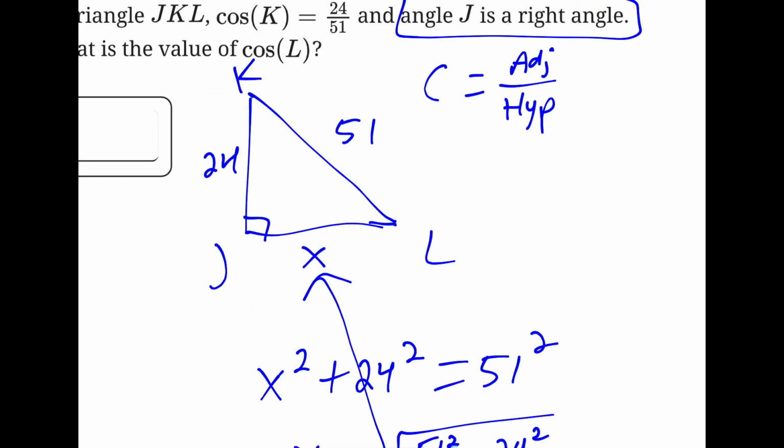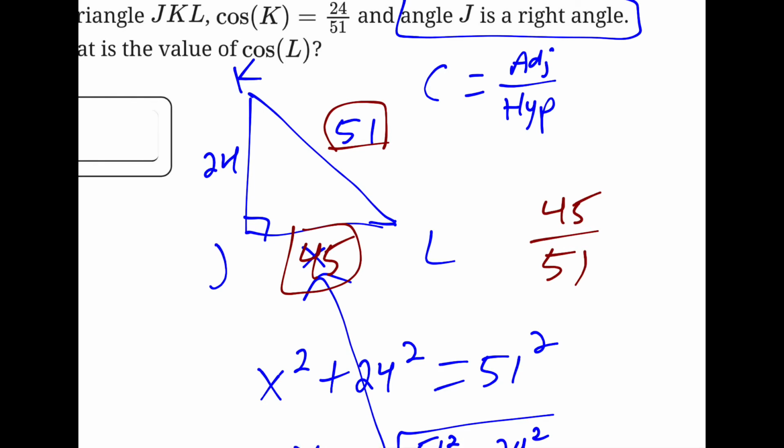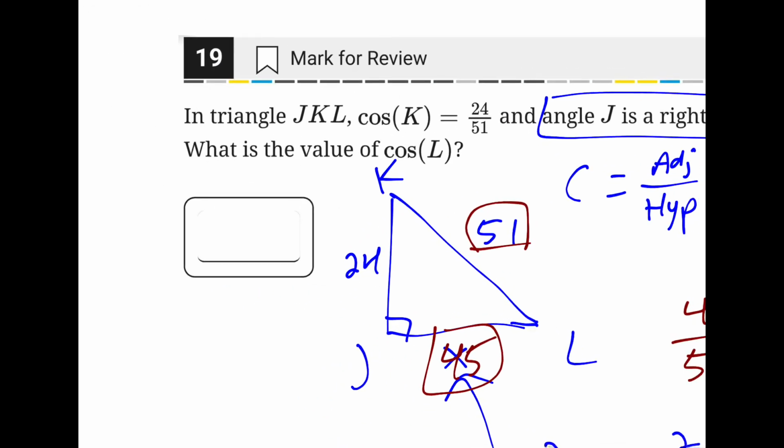And cosine of L is adjacent over hypotenuse. So here, 45 is the adjacent, and the hypotenuse is 51. Any of these say 45 over 51? Oh, this is the fill-in. So 45 over 51.